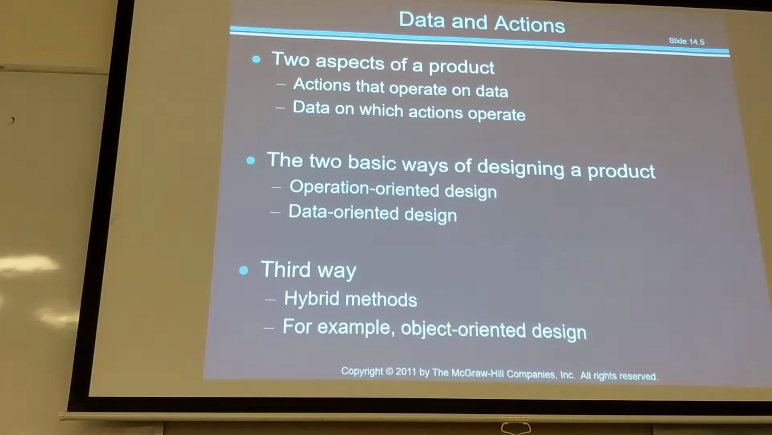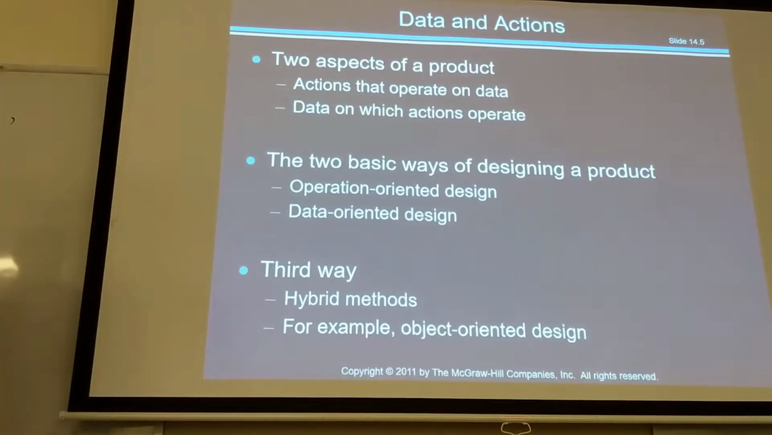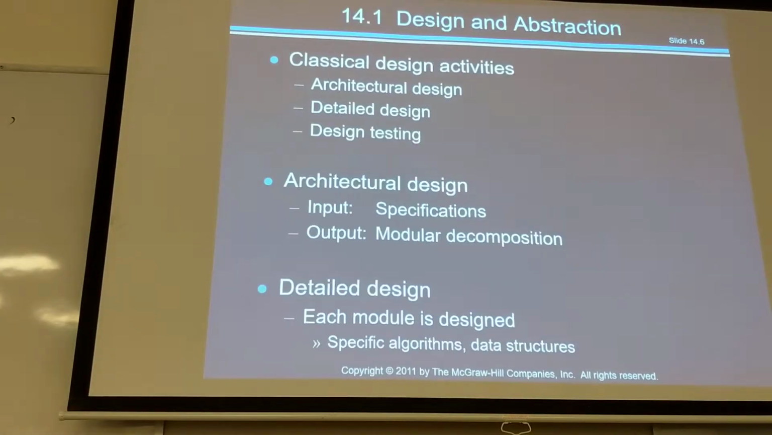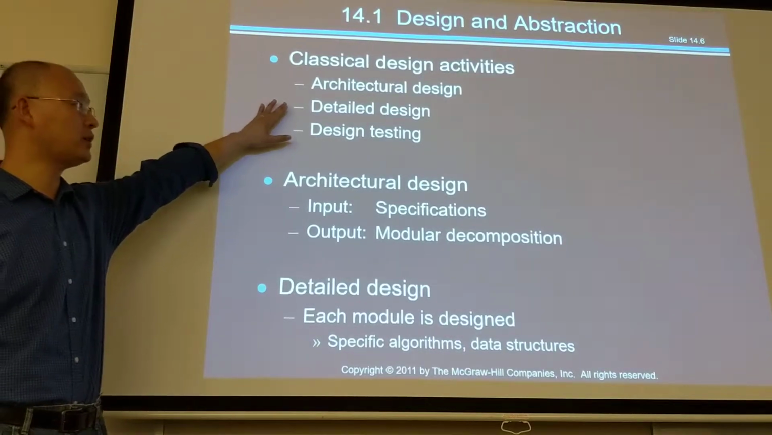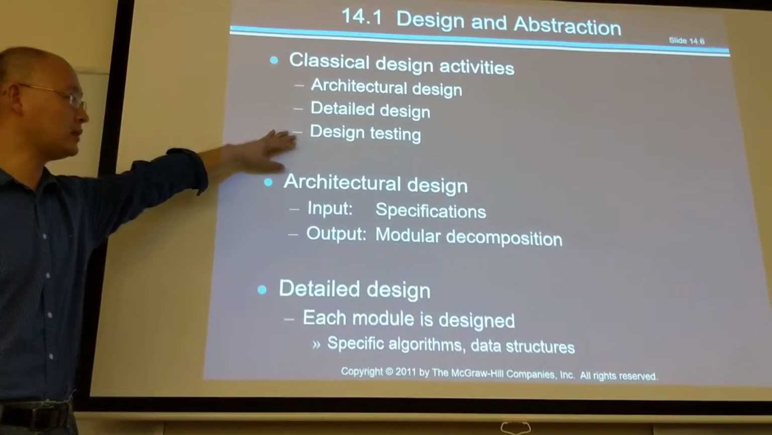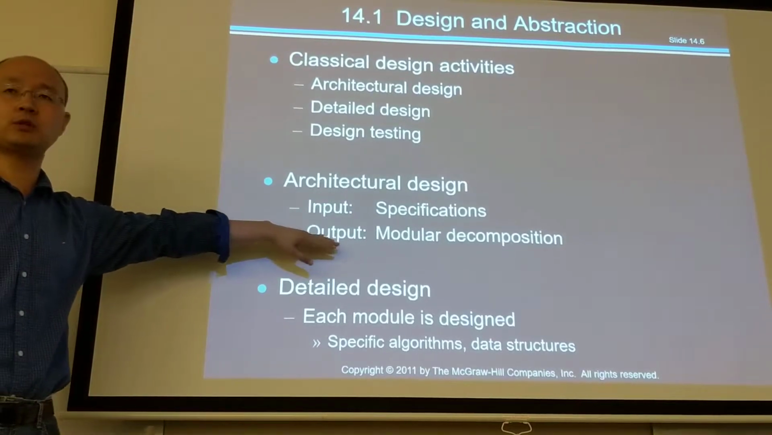All right. So this is where we have operation-oriented design and data-oriented design. And eventually we say, okay, guess what? They should be together. Actually, that's the rise of object-oriented design. All right, so these are the design activities. It's the same thing in classical design, when we don't have object-oriented languages. We only have C or Fortran, those kinds of languages. We have to do classical design: architecture design, detailed design, design testing. Essentially, the input is your specification and the output is your module decomposition.